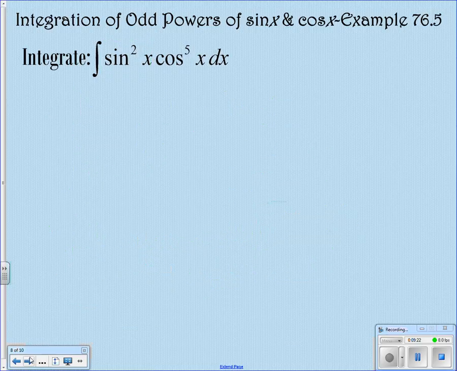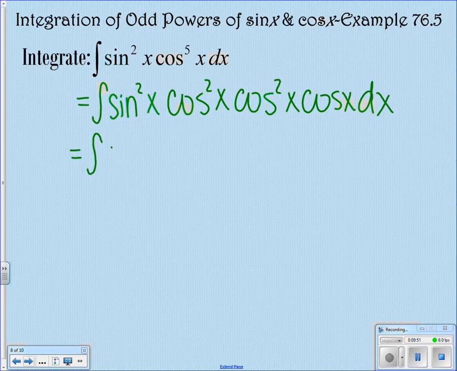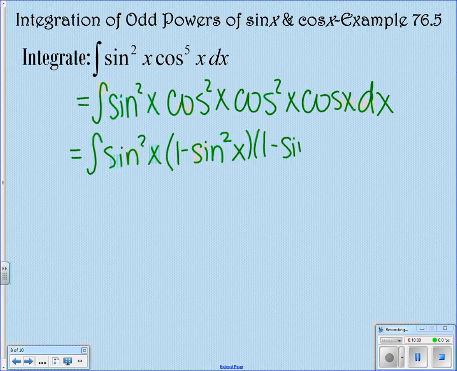So now we're going to look at another example. We've got the integration of sine squared times cosine to the 5th. So we have to split the cosine up because it's the odd one. But I'm going to actually have to split it into cosine squared times cosine squared, then times cosine. I've got to split it into 3 separate pieces. And then you are going to replace both the cosine squareds with 1 minus sine squared. And then we have cosine x dx.